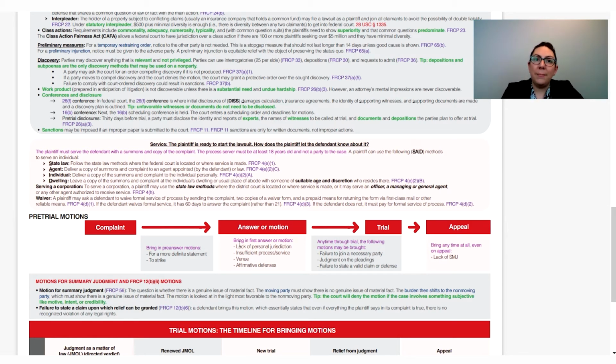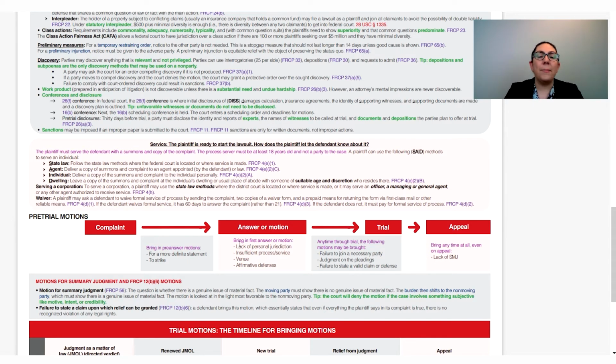A corporation can be sued by any of those state law methods as well, or the corporation could be sued via an officer, managing partner, general agent, or anyone authorized to receive service on behalf of the corporation.